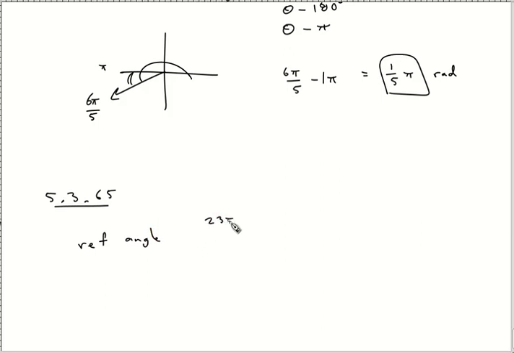23 pi over 5, and they say, what's the reference angle? I don't even know, because this is so far out there. It's way big. Like 2 pi is a full revolution. What is this? Here, let me just find it. 23 divided by 5 is 4.6 pi. So that's a couple revolutions too much, essentially.